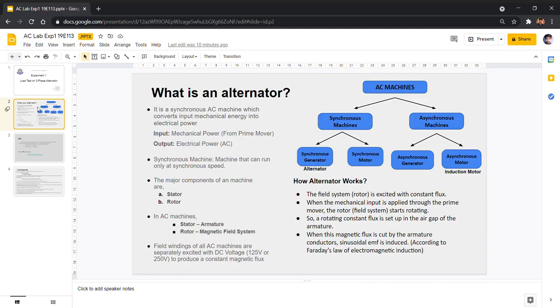How does an alternator work? The field system is excited with a constant flux. When the mechanical input is applied through the prime mover, the field system starts rotating. So a rotating constant flux is set up in the air gap of the armature. When this magnetic flux is cut by the armature conductors, which are lying in the inner periphery of the armature, a sinusoidal EMF is induced. By Faraday's law of electromagnetic induction, V is proportional to d phi by dt.